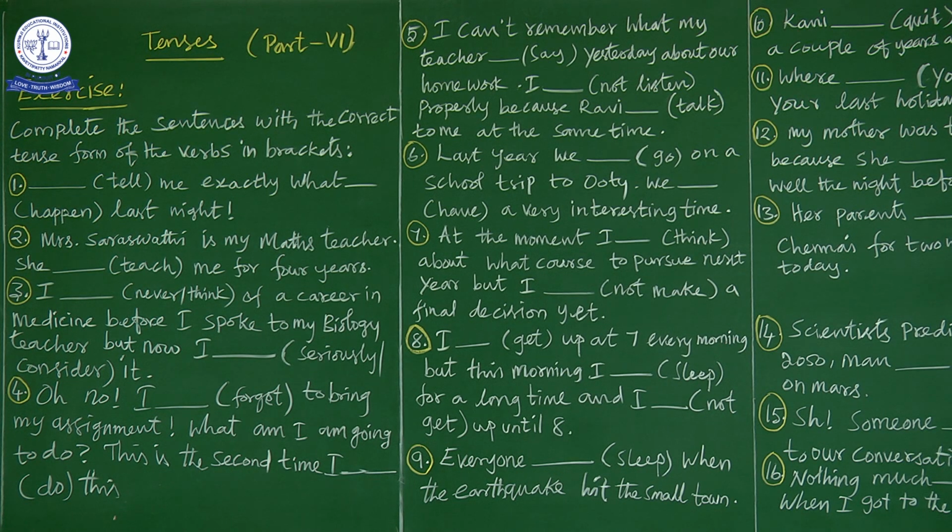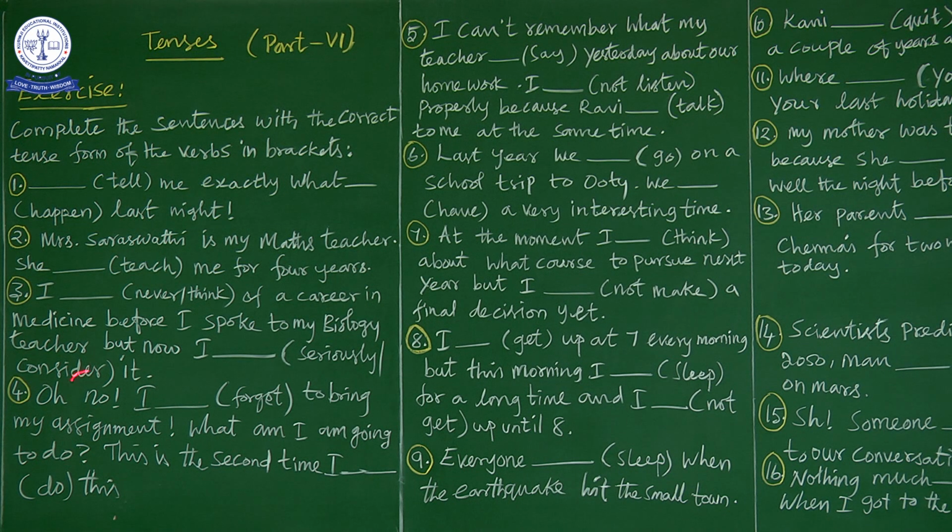Till now we have completed one part, and next part of the sentence you see, but now. So this now refers to present tense. In the present tense we have four tenses, so we have to find out what the keyword now refers to: present continuous tense. Whenever the word now comes, we have to go for present continuous tense. So seriously considering, for I we have to use am. So now I am seriously considering it. So that is the answer.